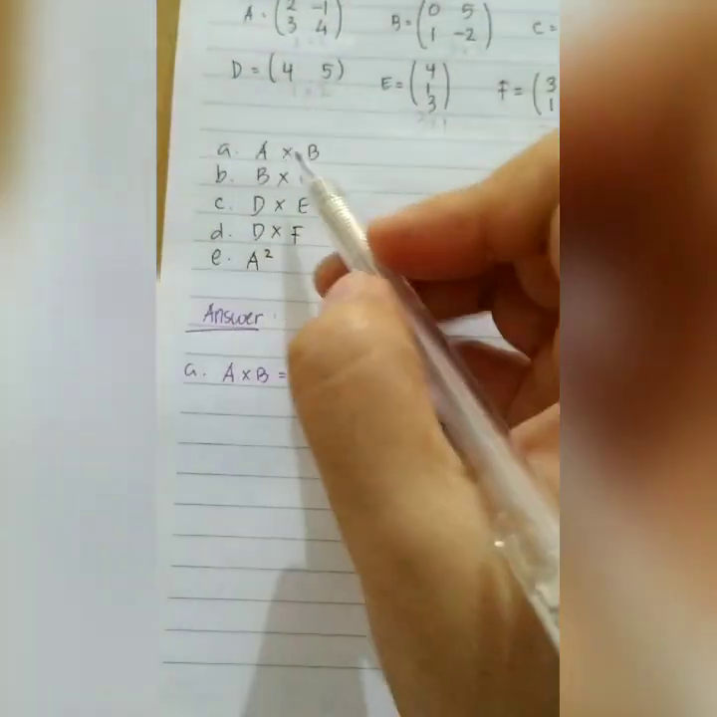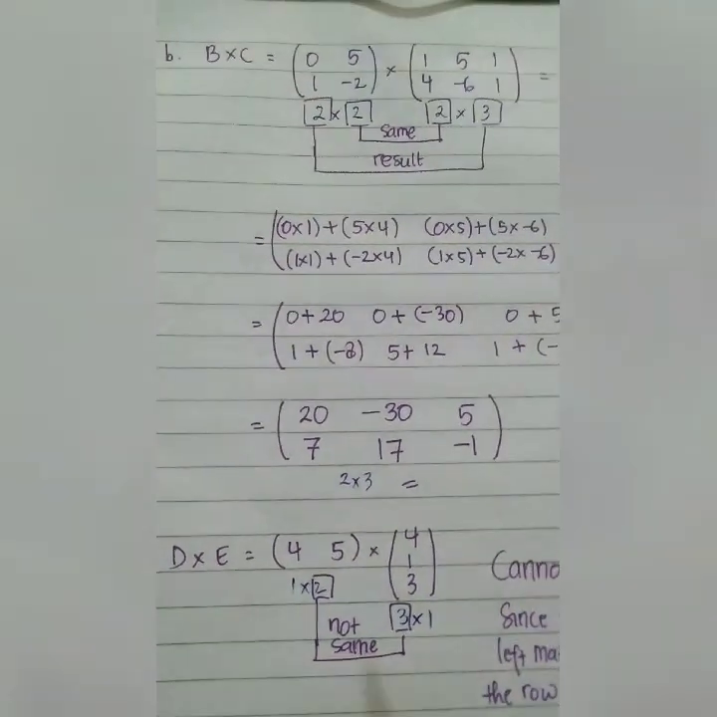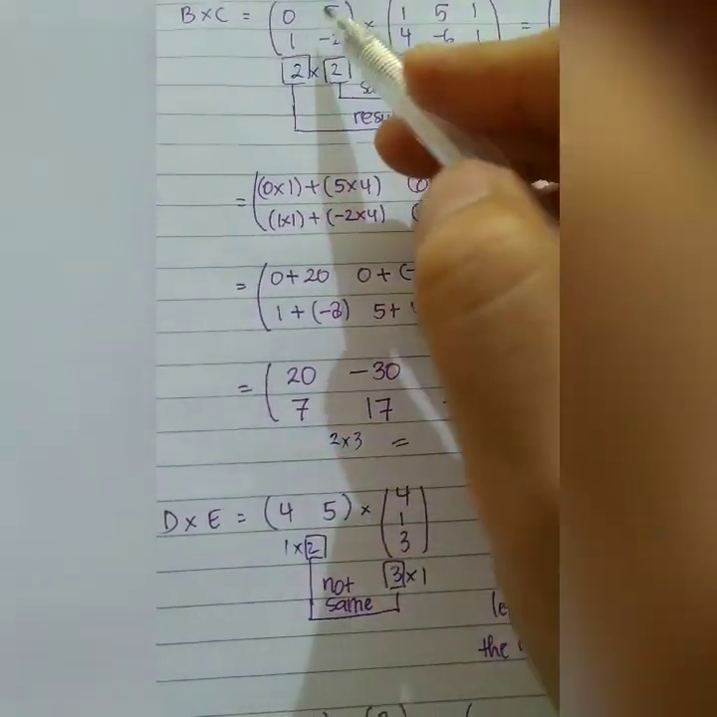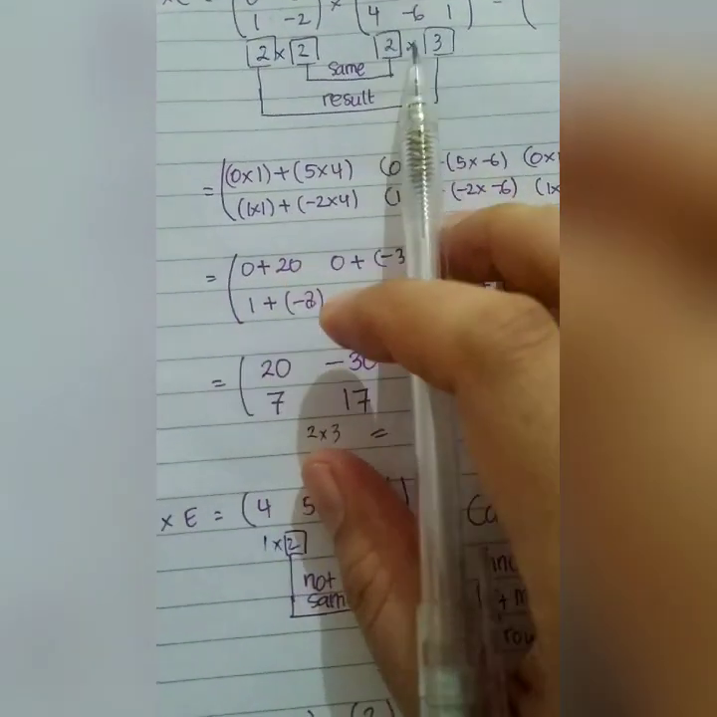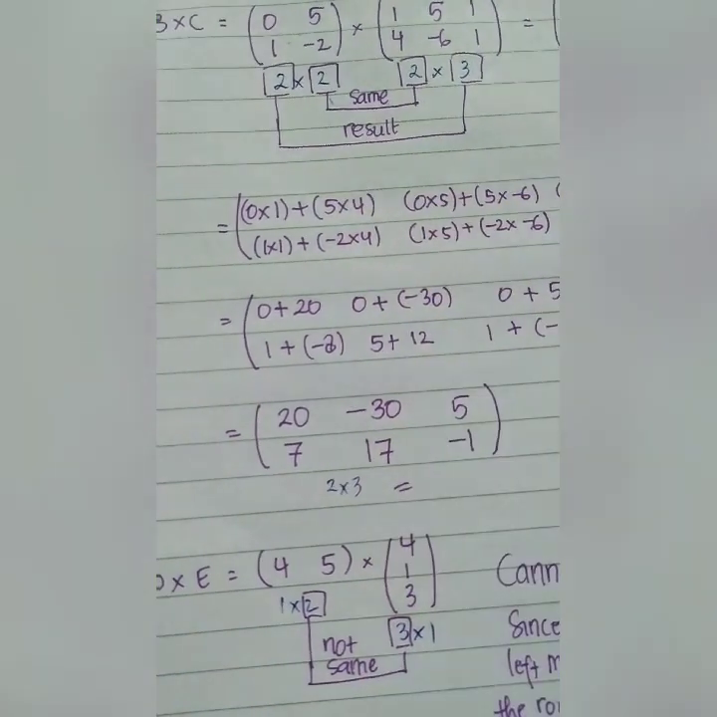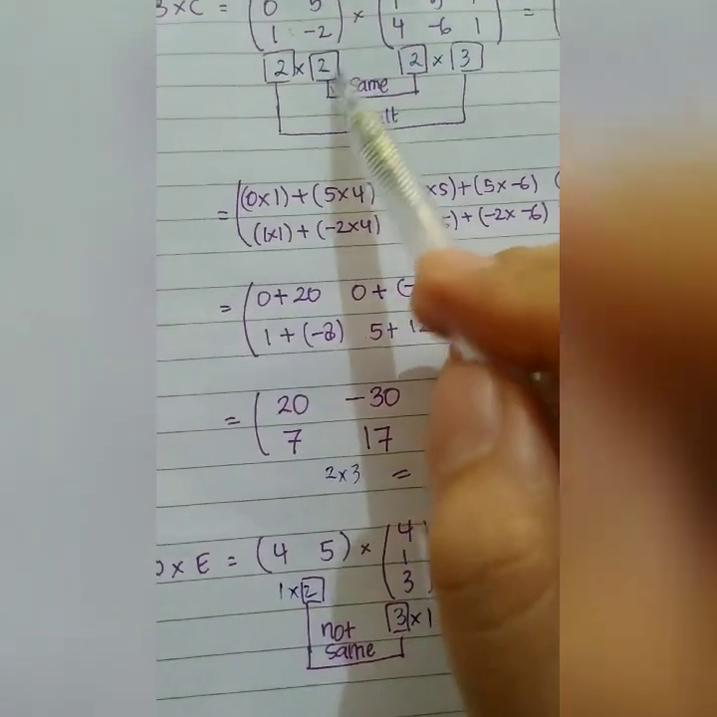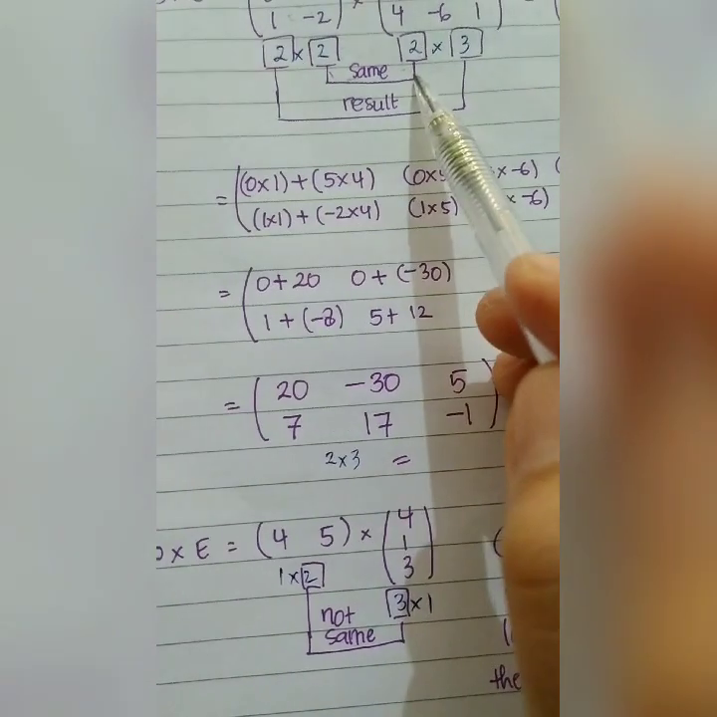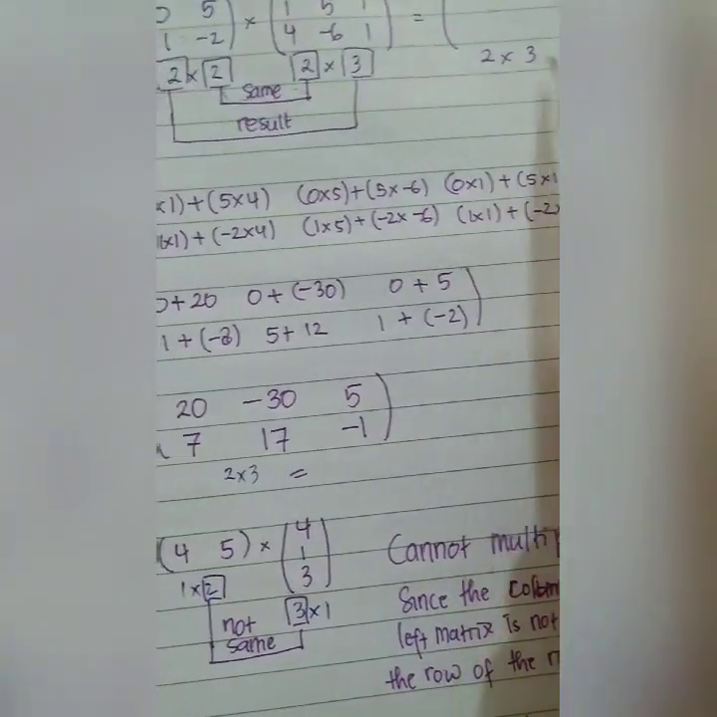Next, let's jump to part B. This is the question of part B. We have B times C, where matrix B has order 2 by 2 and matrix C has order 2 by 3. We can see the number of columns of the left matrix is 2, and the number of rows of the right matrix is 2. They are the same, and of course the result is 2 by 3.